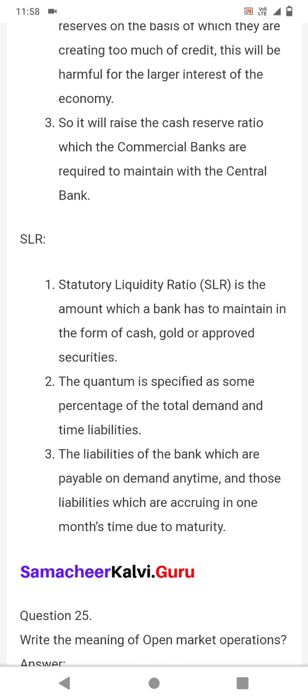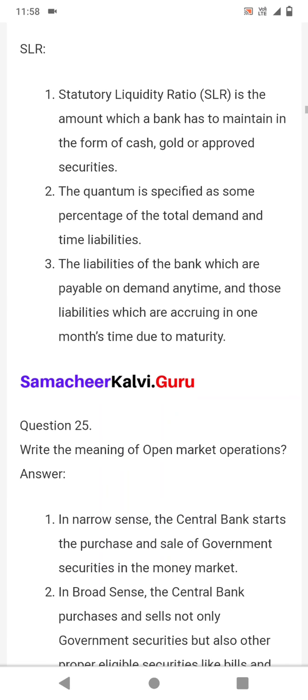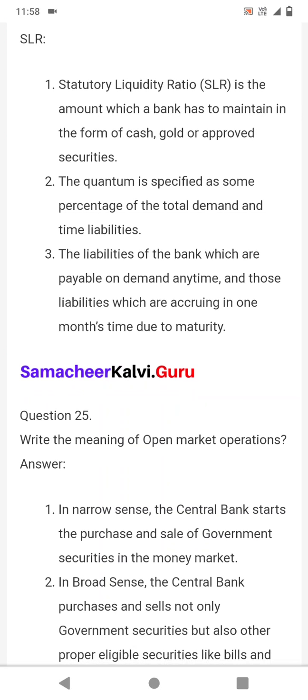The next difference is the statutory liquidity ratio. SLR is the amount which a bank has to maintain in the form of cash, gold or approved securities. The quantum is specified as some percentage of the total demand and time liabilities, that is, the liabilities of the bank which are payable on demand anytime, and those liabilities which fall due within one month's time, with a maturity of one month.